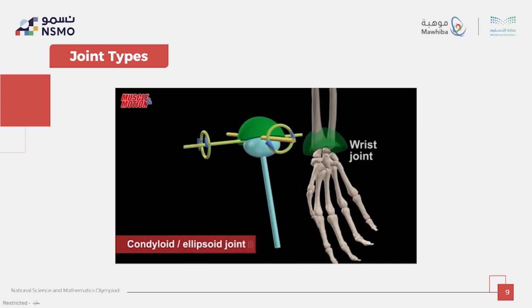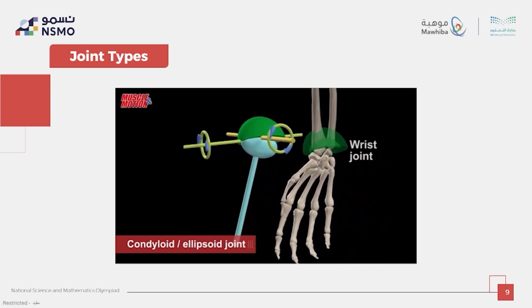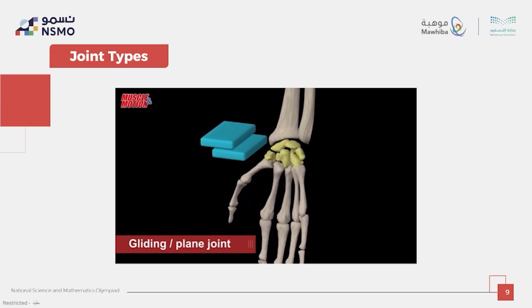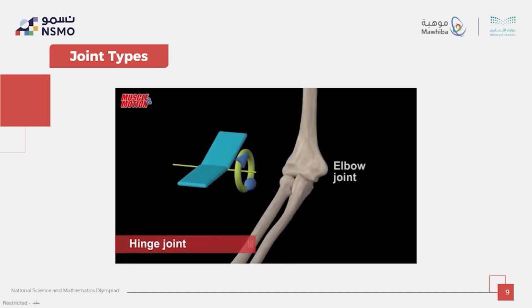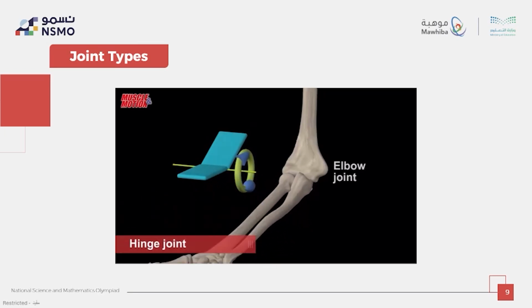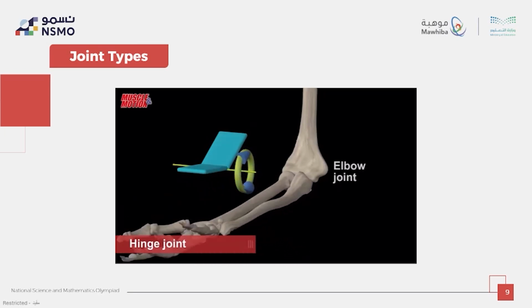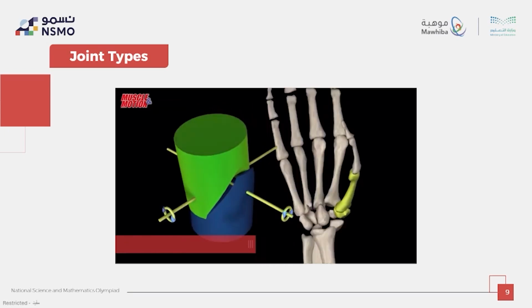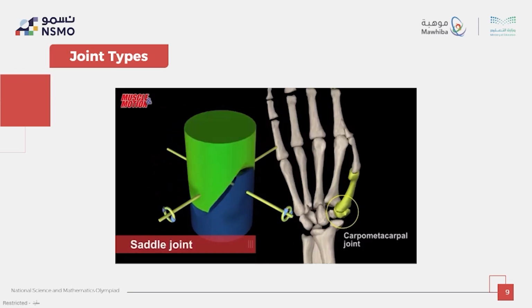Condyloid joint moves in different directions but cannot rotate fully. Gliding plane joint, bones slide past each other slightly. Hinge joint, it moves like a door hinge, opening and closing in one direction. Pivot joint, it allows rotation around a single axis. Last one, saddle joint, provides movement in many directions but without rotation.